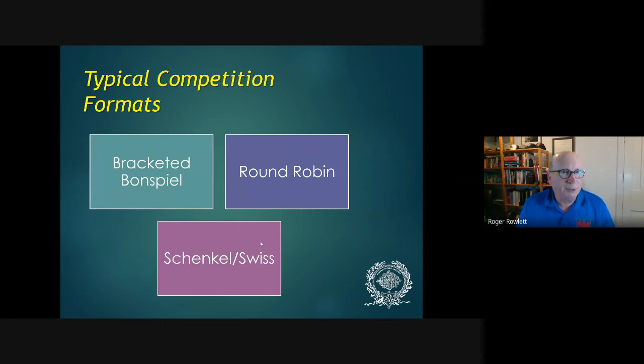So let's talk about some typical competition formats. There are really three that are in very common usage. One's a bracketed Bonspiel. That's probably the one most people are familiar with. There's also a pooled round robin. That's the format that's used in the USA Curling College Nationals. And then there's a Schenkel or Swiss system, which is actually borrowed from the chess world, but is a nice, really efficient draw system. So we'll talk about all three.